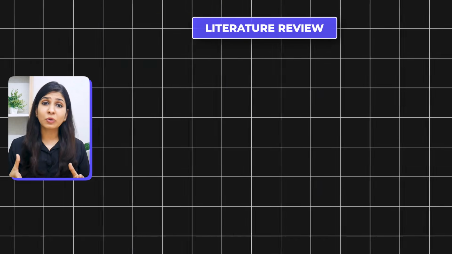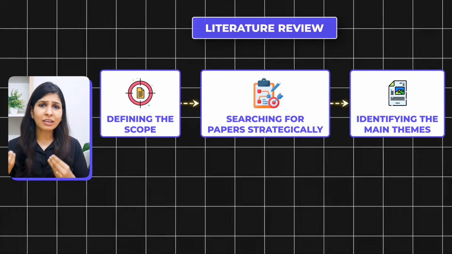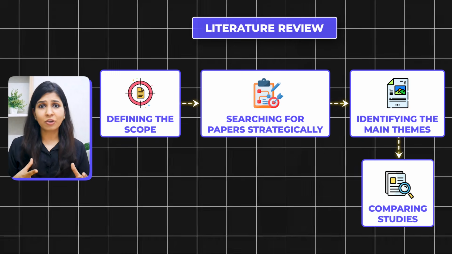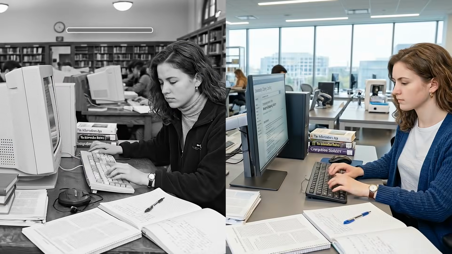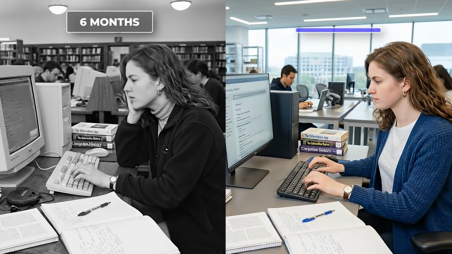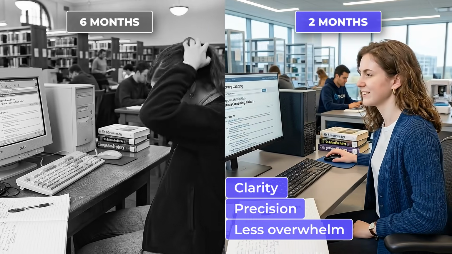Today, literature review is all about defining the scope, searching for papers strategically, identifying the main themes, comparing studies, and then zeroing down on a research gap. What took 6 months earlier can now be easily achieved in 2, with more clarity, precision, and far less overwhelm.